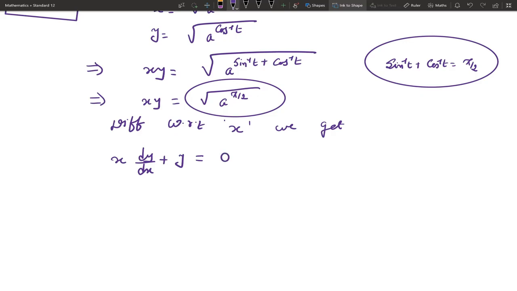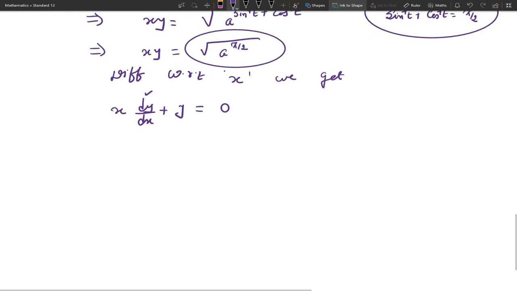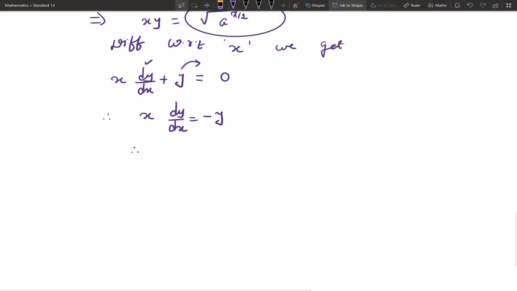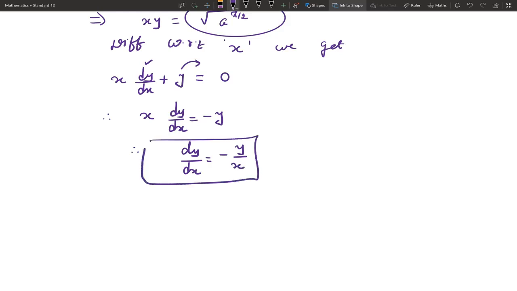Now to get the expression for dy by dx: x into dy by dx equal to, transferring this term to the right hand side, minus y. So this is minus y by x. So the answer is dy by dx equal to minus y by x.